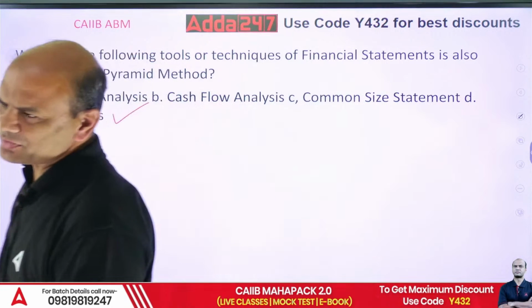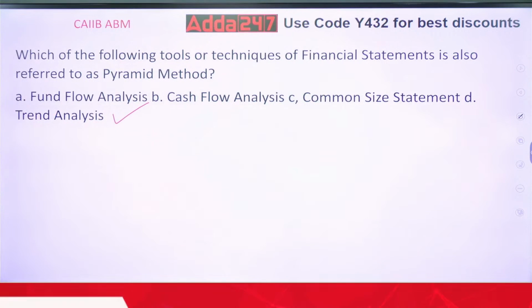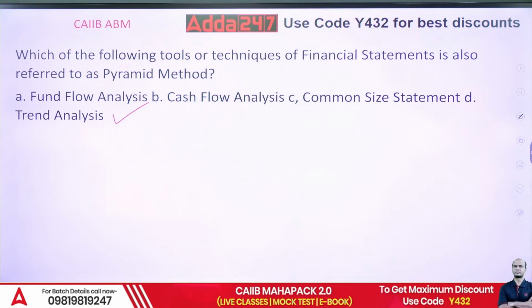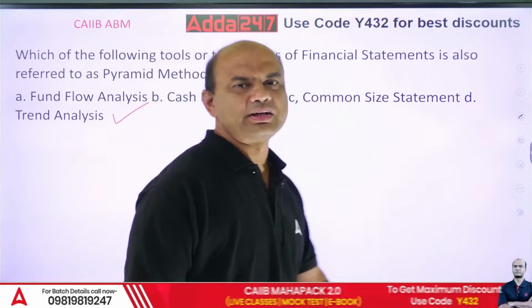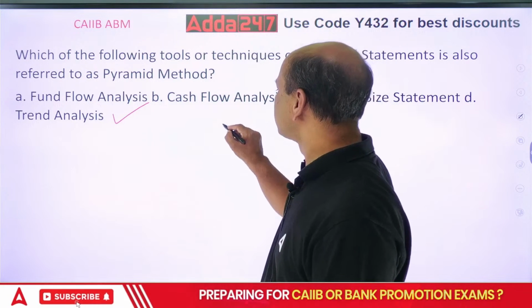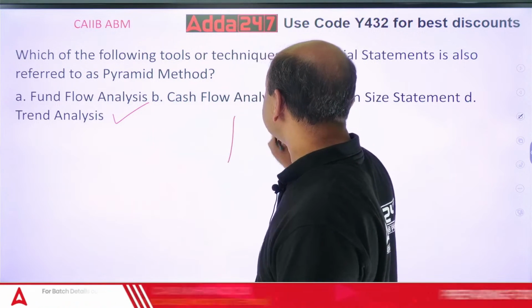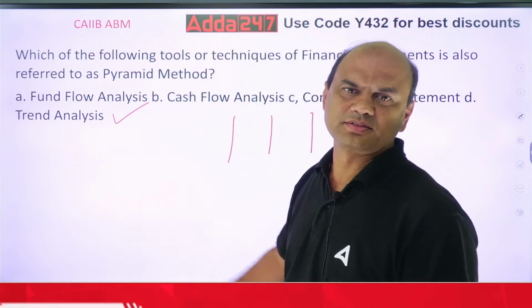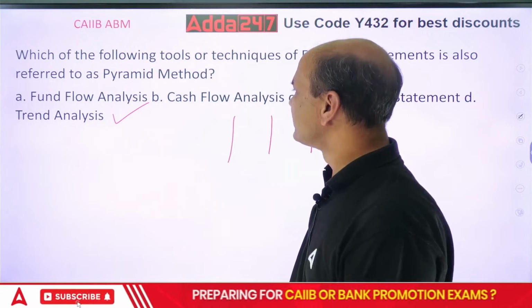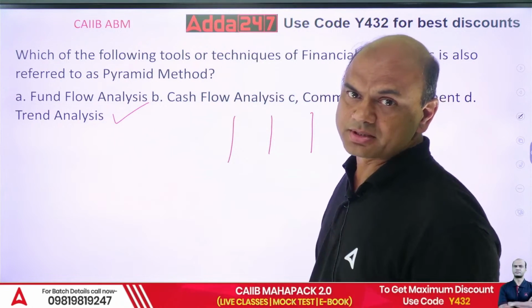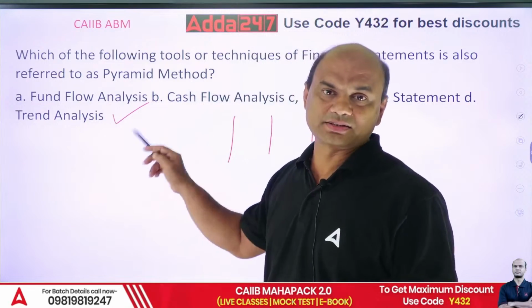See, pyramid means what basically? You are basically calculating the different items, ratios for various periods. So trend means what? In trend you study what was it for last year, then this year. Like this you go on comparing for last 3 years. That is known as pyramid. So in exam if they ask you pyramid method, kindly note it's trend analysis. Okay?